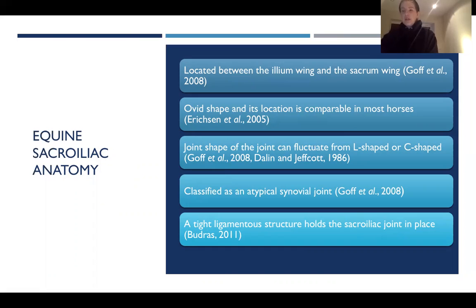The closely fitted joint surfaces are flattened and angled at a measurement of 30 degrees with the horizontal plane. The shape of the joint fluctuates between L-shaped and C-shaped, and the contour of the joint can be flat or convex. It is described as an atypical synovial joint due to the iliac surface covered in fibrocartilage and the sacral articular surface in hyaline cartilage. The joint is held in place by a tight ligamentous structure.